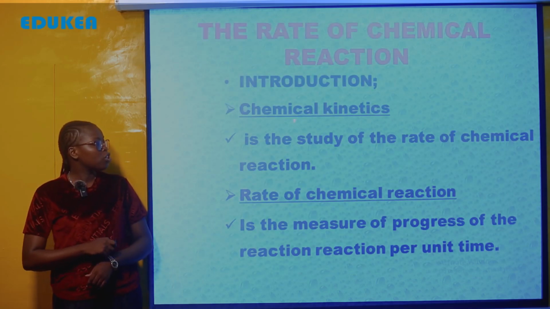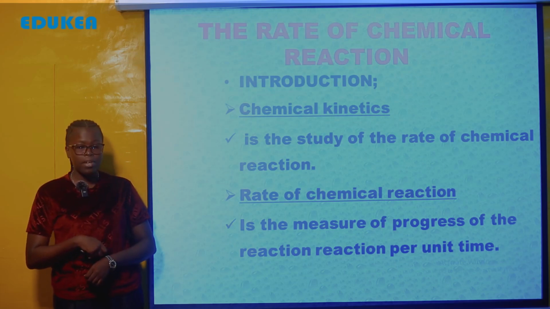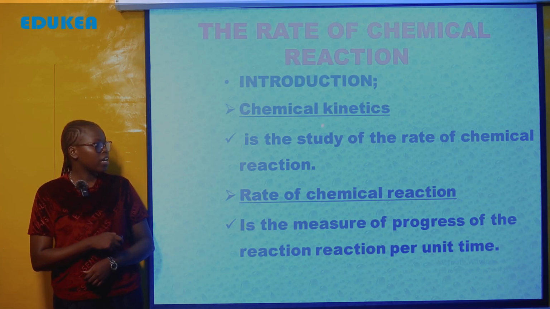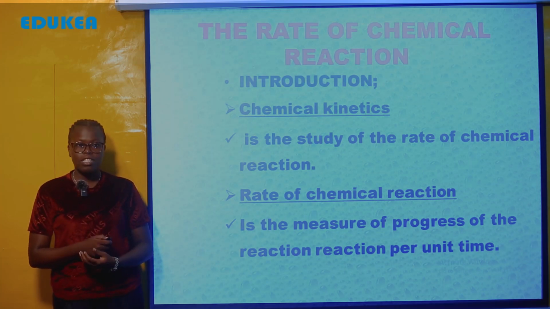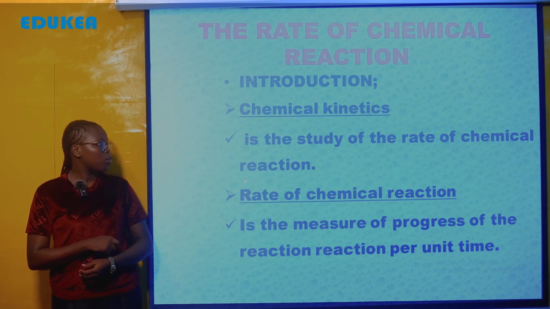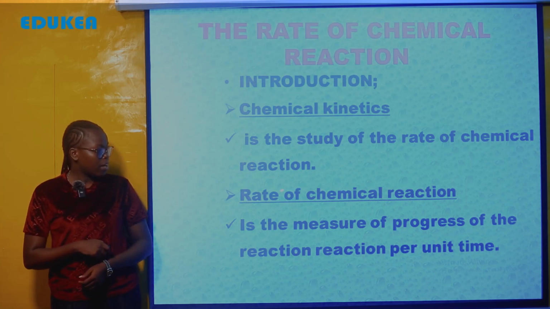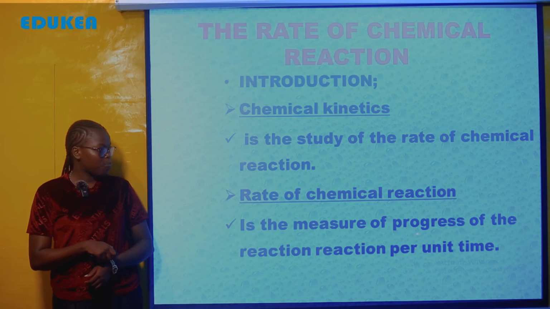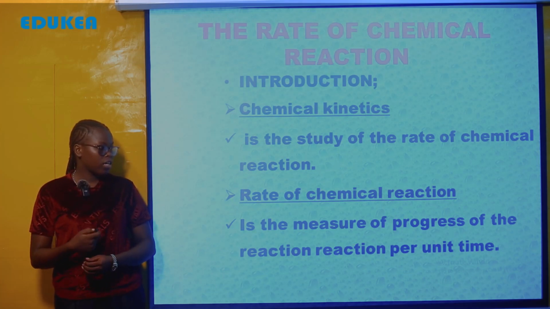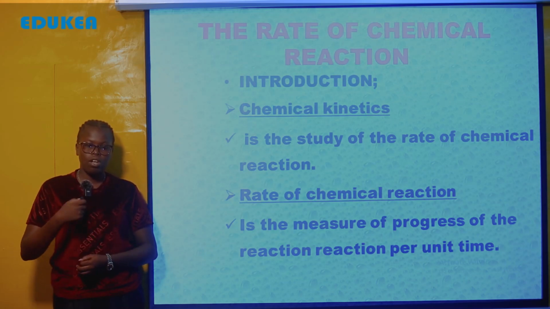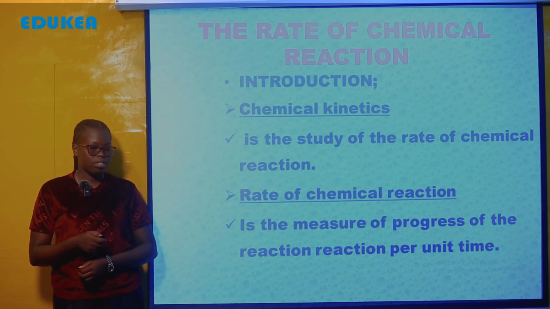The rate of chemical reaction comprises several terms you have to be familiar with. The first one is chemical kinetics. When you hear the term kinetics, this means the rate of change of something. So, chemical kinetics is the study of the rate of chemical reaction. And the rate of chemical reaction is the measure of progress of the reaction per unit time. Kwa ni kupima the rate ya chemical reaction yako, namna gani reaction yako inakuwa ina progress.